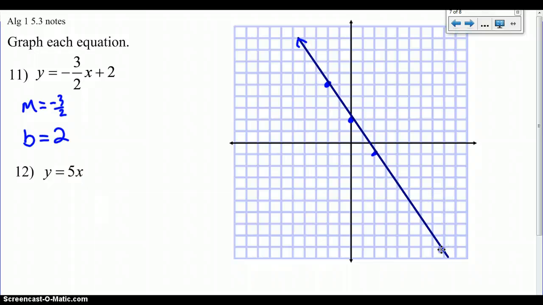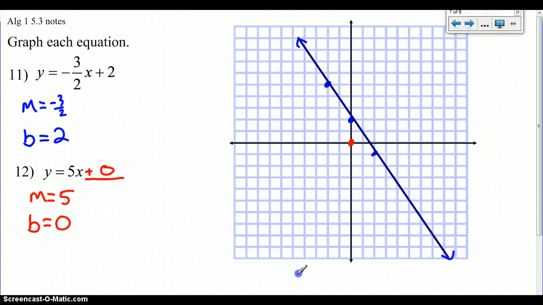All right, let's take a look at the next one. And I'm just going to graph it on the same plane. There's plenty of space there. Y equals 5x. Now notice there's something missing right out here. If you need to write it out, you can. It's a plus 0. That helps us to know, well, first of all, the slope is 5, but that plus 0 represents the y-intercept. Now what does that mean when we have a y-intercept of 0? That means it goes right through the origin, 0 and 0.